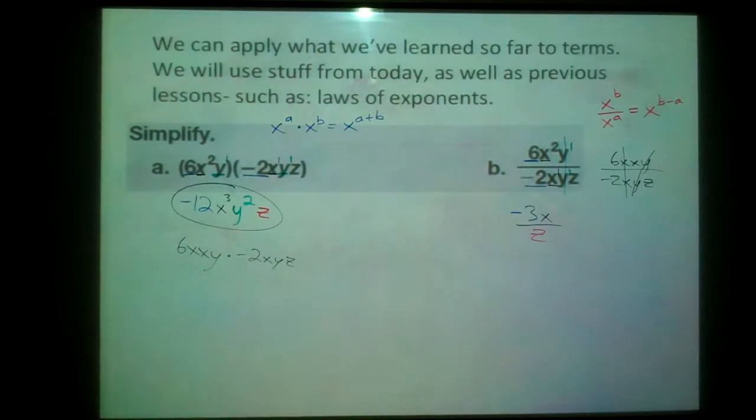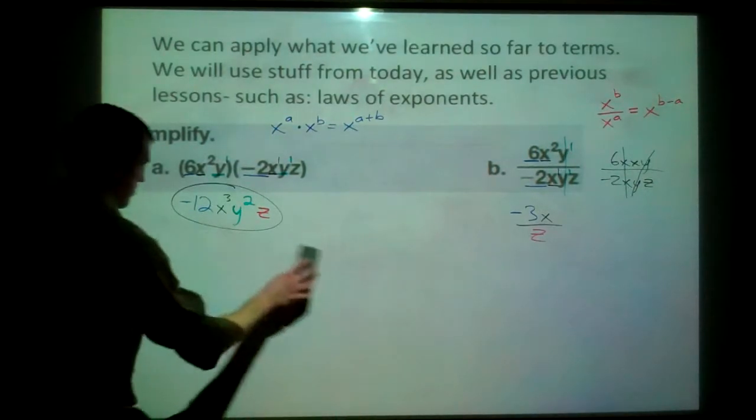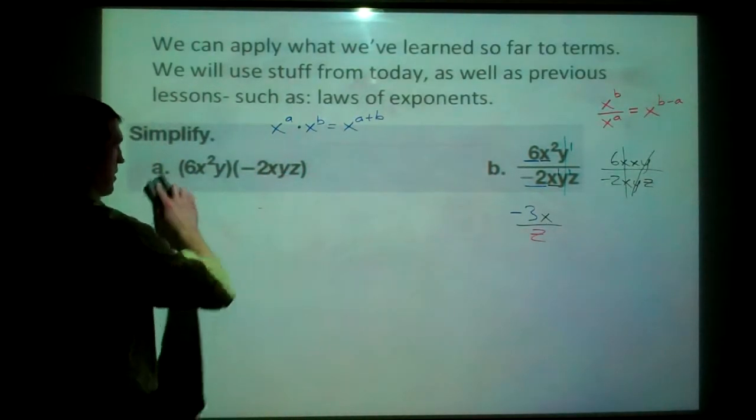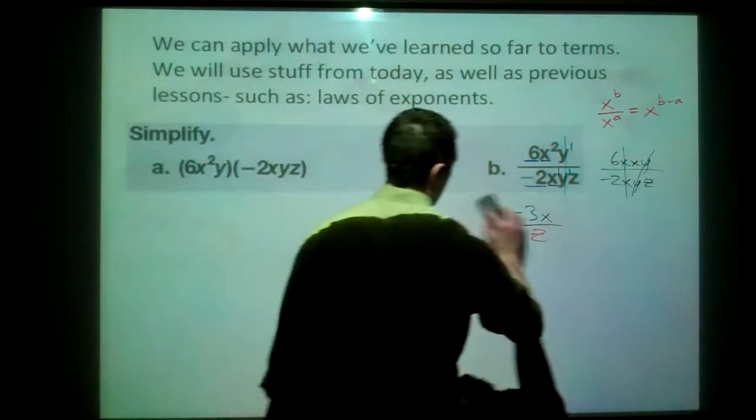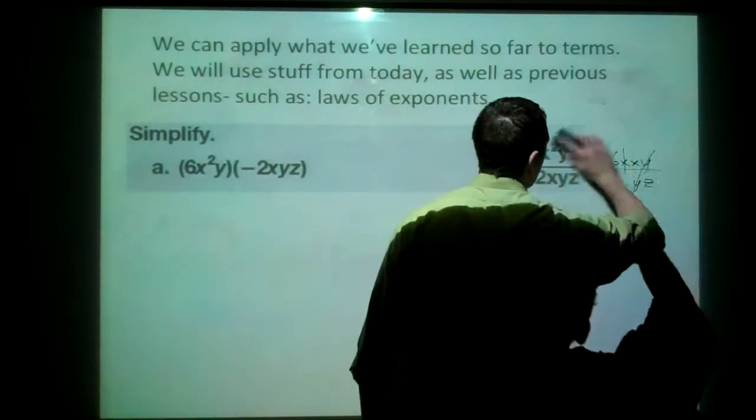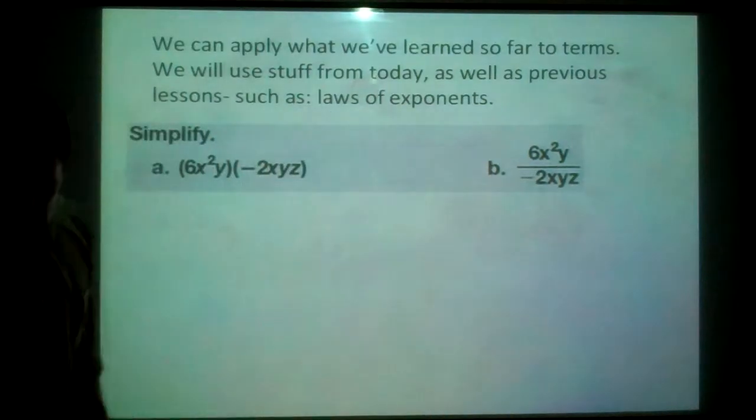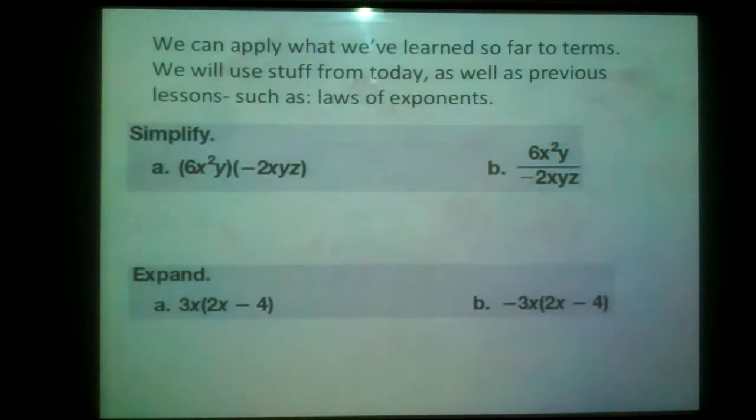Let me check my time and we're running short again. Have a lot to talk about with this lesson, which is why we'll be spending more than one day on it.